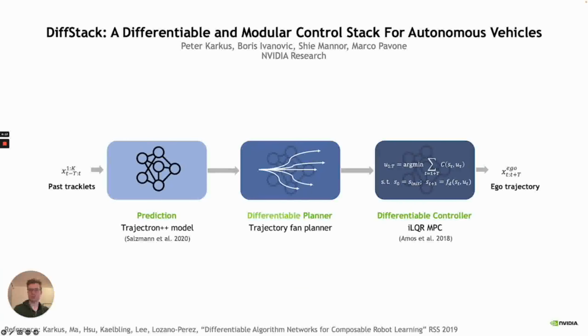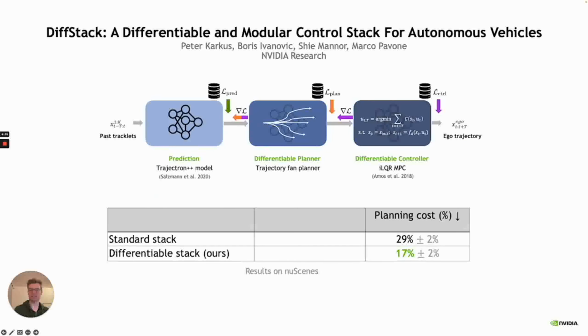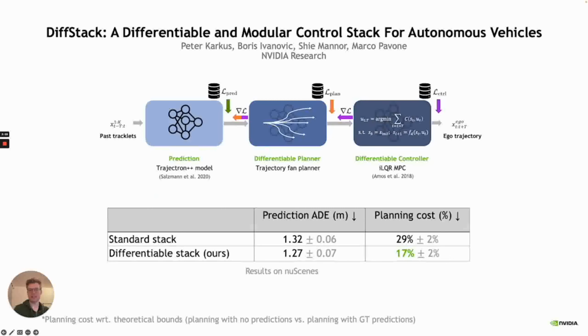Our stack has a learned prediction model, a handcrafted planner, and an MPC controller. The standard stack trains predictions for prediction loss. DivStack trains for a combination of prediction and end-to-end losses by propagating through the control and planning algorithms. Our key result is that training predictions end-to-end substantially improves the final plan trajectories without sacrificing prediction accuracy. For example, by reducing small spurious prediction errors that would otherwise impact planning.